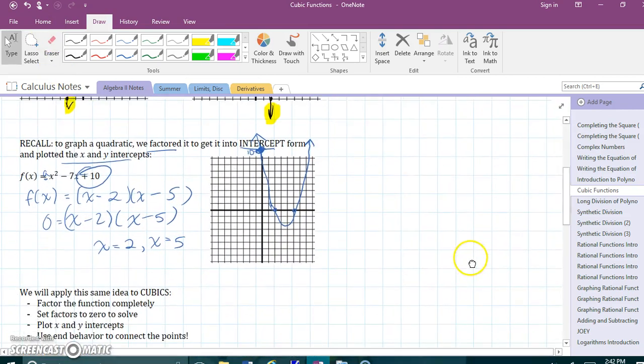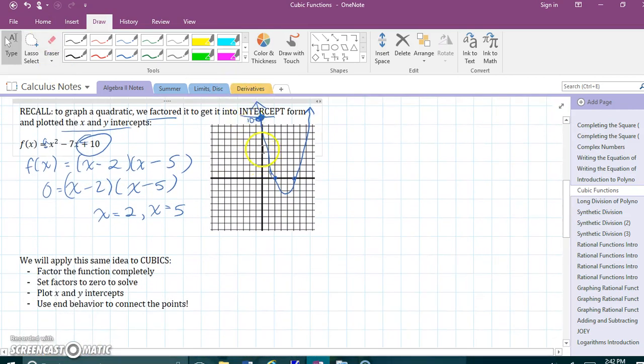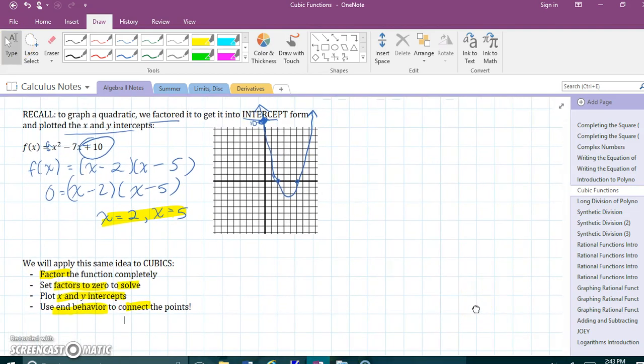So let's do our first cubic here. It's going to be a very similar idea to this. When we graph cubics, we're going to factor first. We're going to set the factors to 0 to solve and get our solutions. We're going to plot the intercepts, and then we're going to use end behavior to connect the points. Connecting a quadratic is super easy. When we start connecting higher and higher degree functions, you just have to be a little bit more careful. So pause the video if you need to get caught up, and then we'll do 2 examples together, and then we'll practice in class.